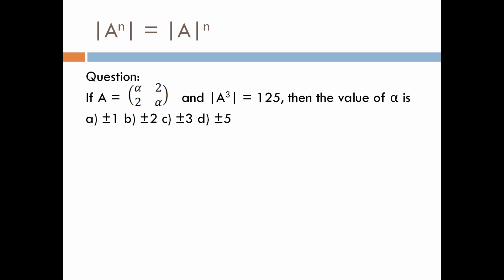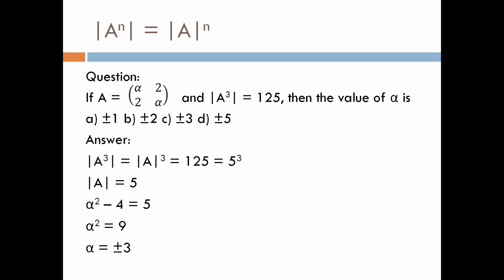So this question was asked in JEE exam. If A is equal to alpha 2 alpha and determinant of A cube is equal to 125, then the value of alpha is. So according to the formula, determinant of A cube is nothing but determinant A the whole cube. So it's given as 125, that's nothing but 5 cube. So determinant A the whole cube is equal to 5 cube, that means determinant A is equal to 5.